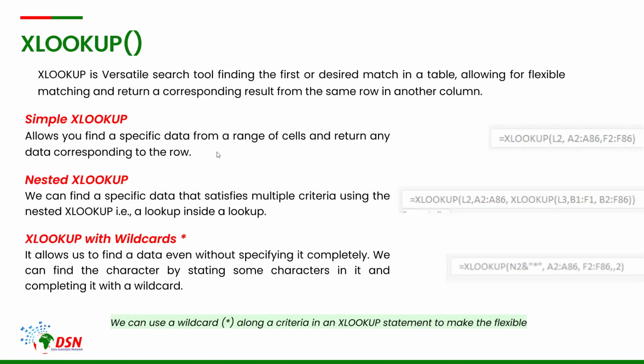That is where nested XLOOKUP comes in. Nested XLOOKUP allows us to satisfy multiple searches. So we can specify the data to satisfy multiple criteria using the nested XLOOKUP. So we specify a first lookup saying look for L2 from this range. When it's time for us to specify the value we're supposed to return, we will not specify a corresponding range. We specify another lookup function such that it does not return the value immediately. It actually looks up the value and then returns it.